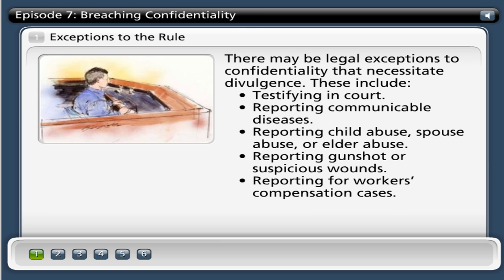Exceptions to confidentiality. There may be legal exceptions to confidentiality that necessitate divulgence. These include testifying in court, reporting communicable diseases, reporting child abuse, spouse abuse or elder abuse, reporting gunshot or suspicious wounds, or reporting for workers' compensation cases. Nurses are also required to report gunshots or suspicious wounds if there is a reasonable cause to believe that the wound occurred as a result of a crime.